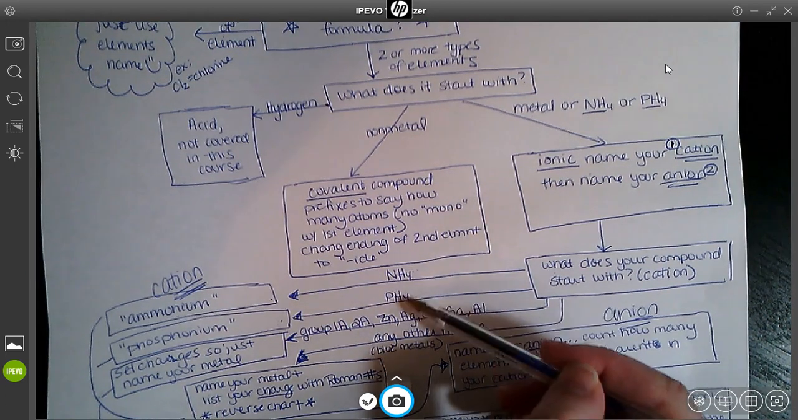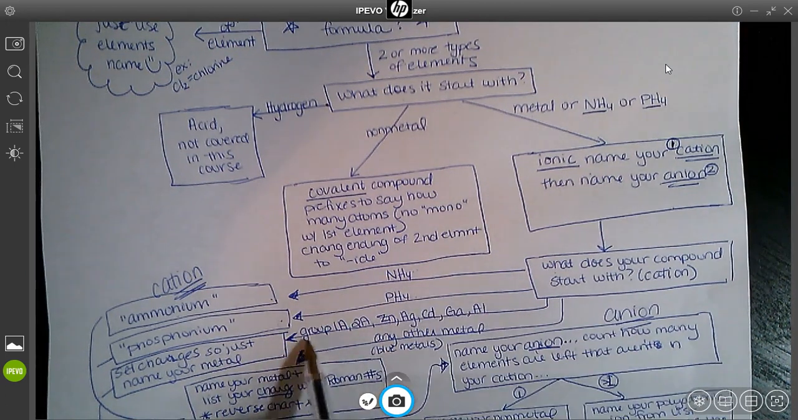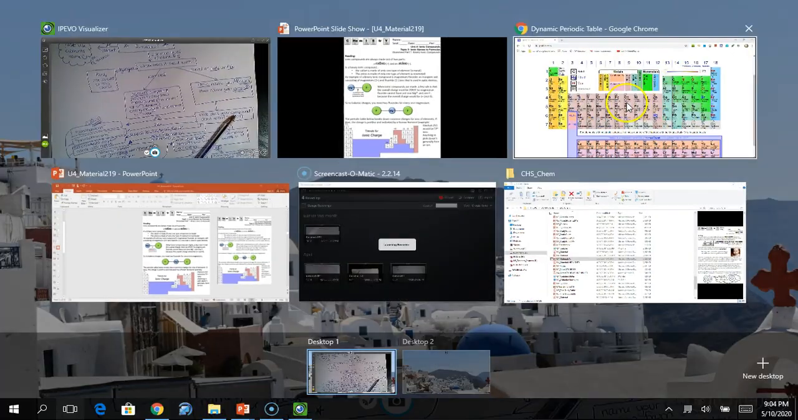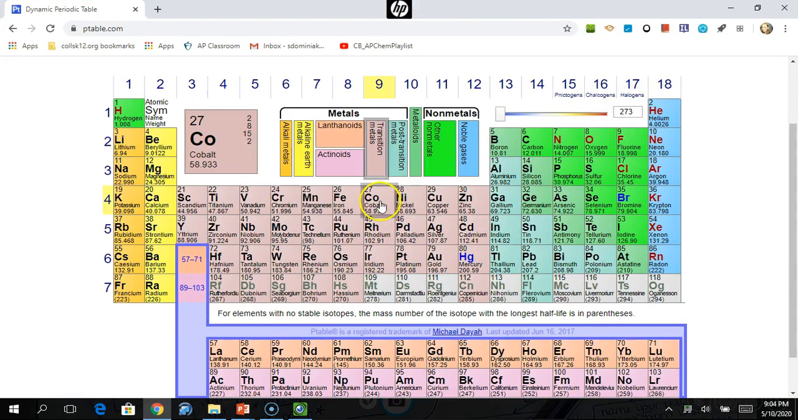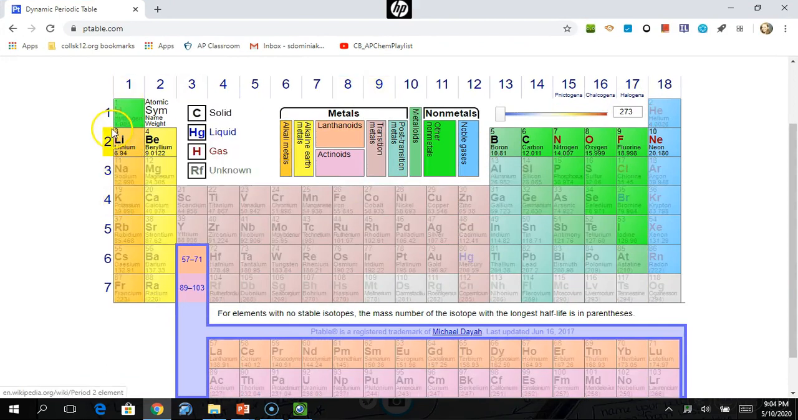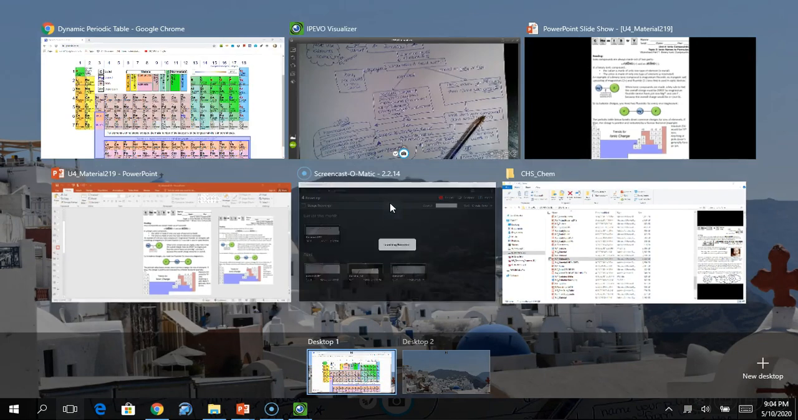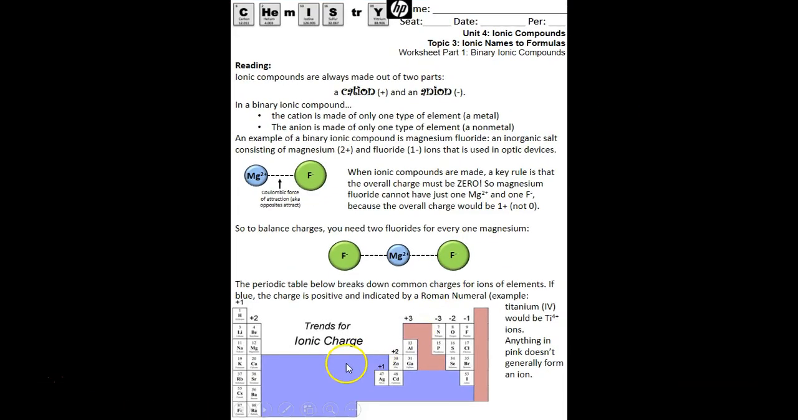Is it NH4? No. PH4? No. Cobalt is not in group 1A or 2A, so let's just find it on the periodic table to show you where cobalt is. It's right here. So it is not group 1A, which is lithium, sodium, potassium, etc. It's not 2A, beryllium, magnesium, calcium. It's over here. And if we compare that to what I gave you, over here it's a blue metal. So that means we need to do a reverse charge chart.